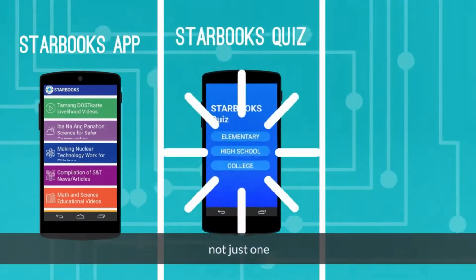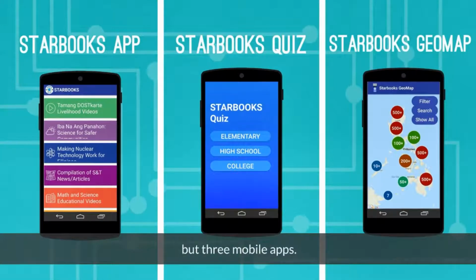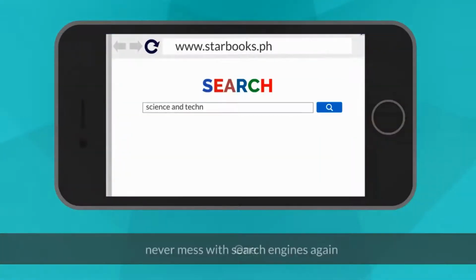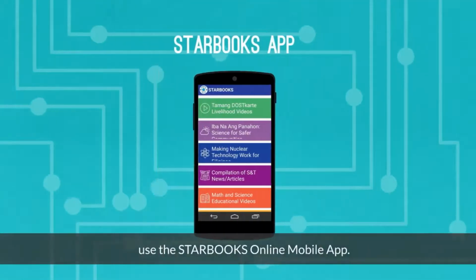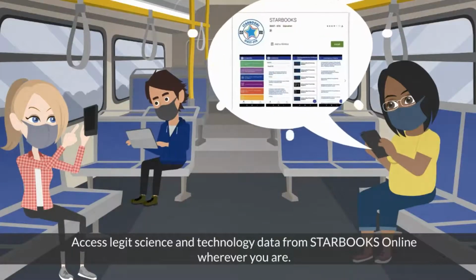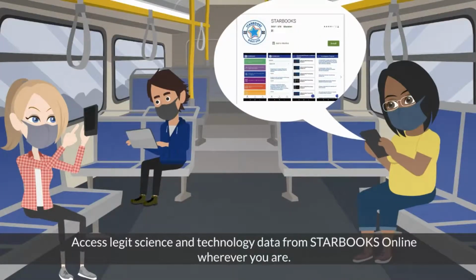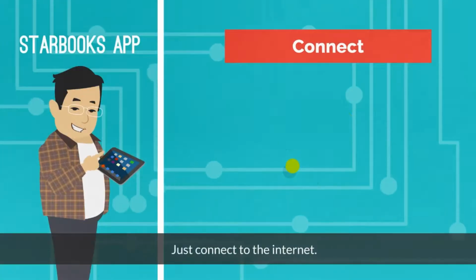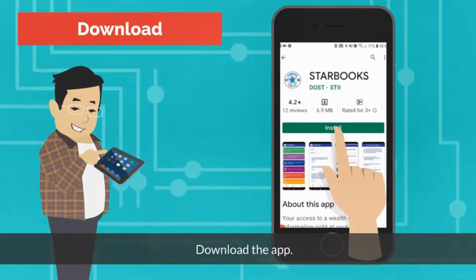Bringing you not just one, but 3 mobile applications. 1. Never mess with search engines again. Use the Starbucks Online mobile app. Access legit science and technology data from Starbucks Online wherever you are. Just connect to the internet. Download the app.